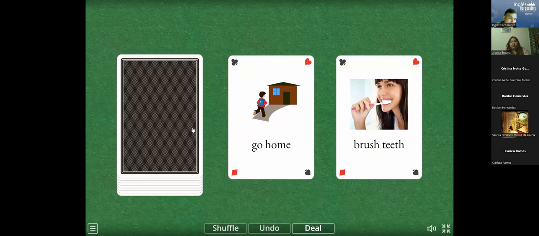Okay, how about this? Maybe that previous one was too difficult. Okay, two sentences. He goes home. We go. We goes or we go? We go. Okay, we go home. And then? Go home. She brushes her teeth. One more time. She brushes. She brushes every night. Her teeth.